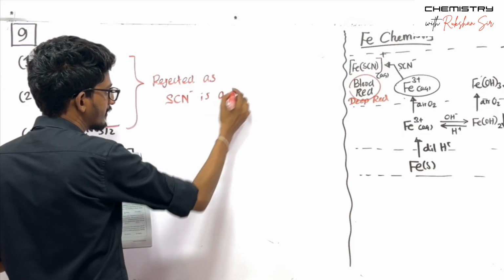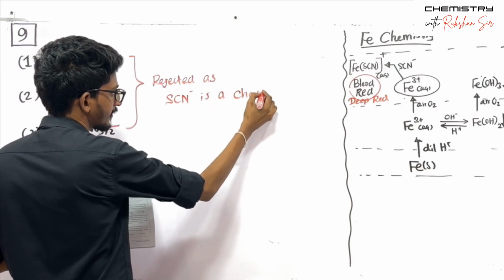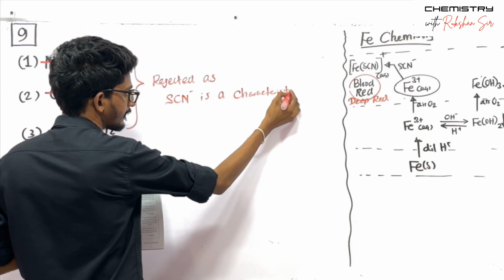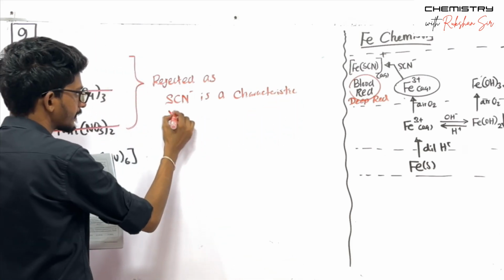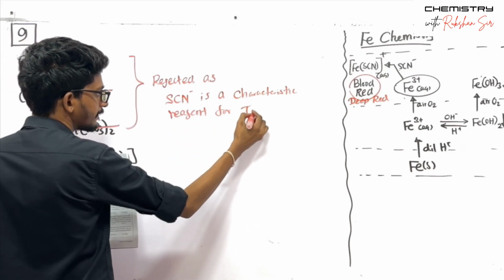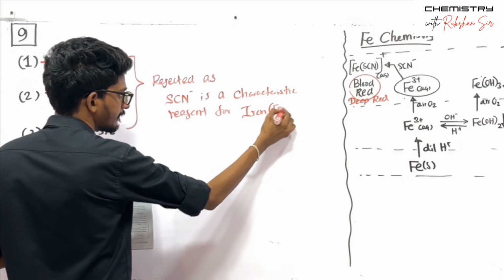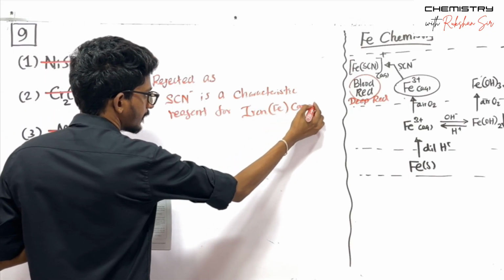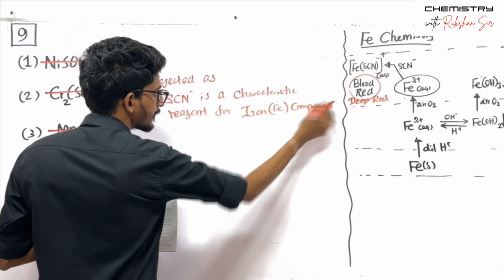SCN minus is a characteristic reagent for iron compounds.